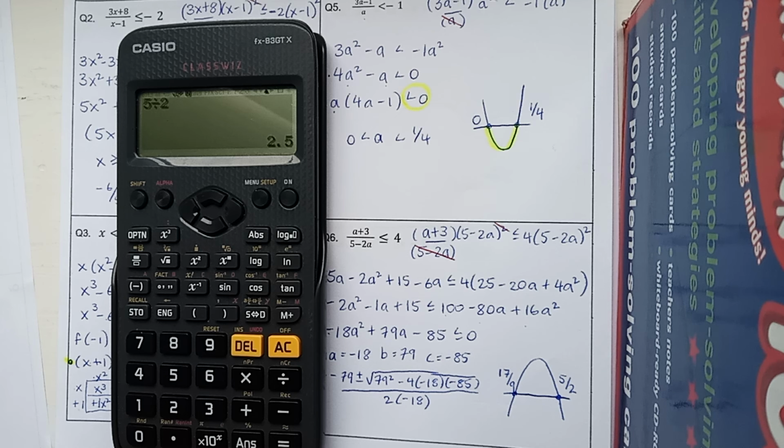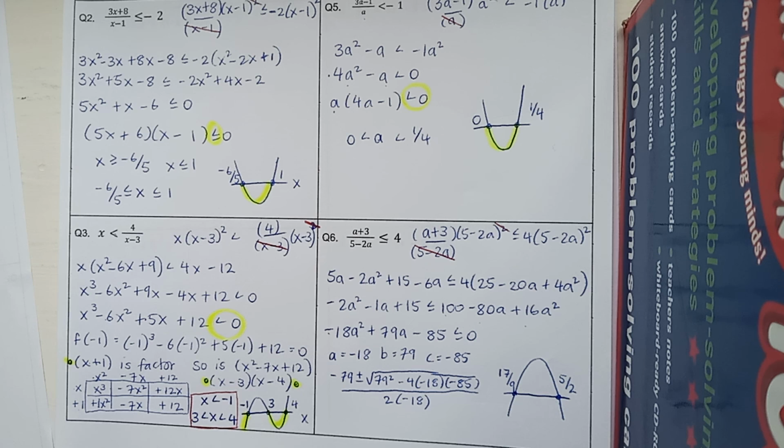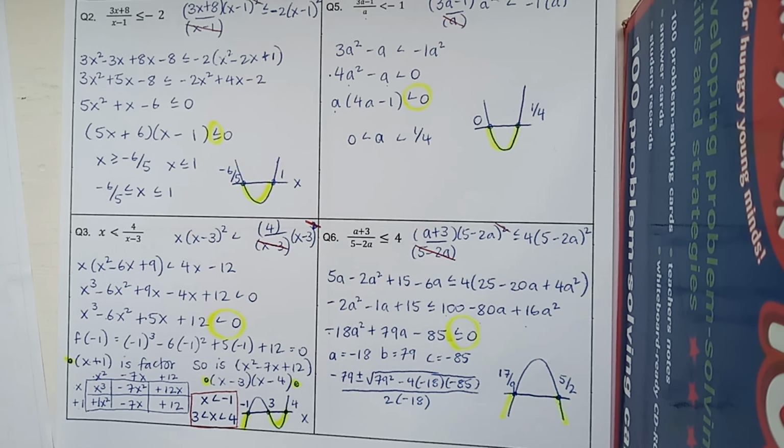Let's have a glance at our inequality symbol. We've got less than or equal to, so we're looking below the axis. So I'm going to the left of 17/9 and to the right of 5/2. So my less than or equal to symbol looks like it's pointing left, and my greater than or equal to symbol looks like it's pointing right. So I've got my solution. A is less than or equal to 17/9 and a is greater than or equal to 5/2.